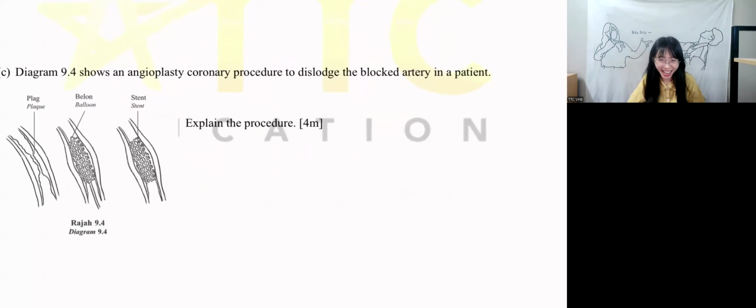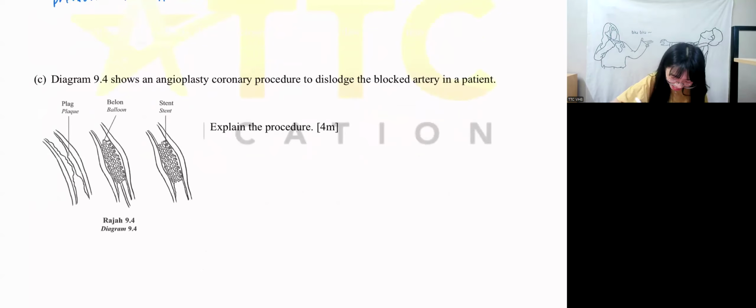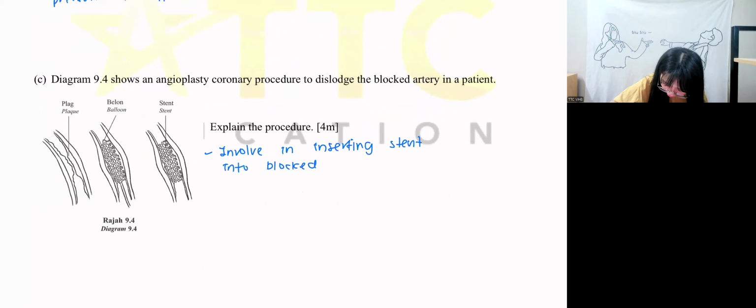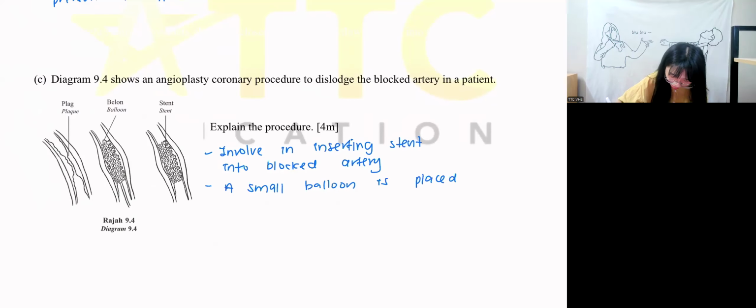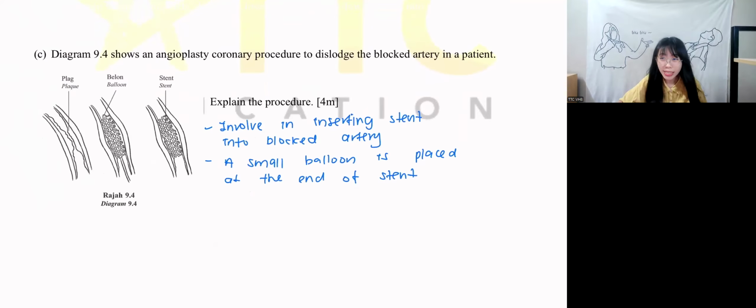Now to explain in a sentence, we have to say: involved in inserting the stent into the blocked artery. A small balloon is placed at the end of the stent, because in the diagram you can see they put a balloon inside. A stent is like a spring kind of thing, correct?